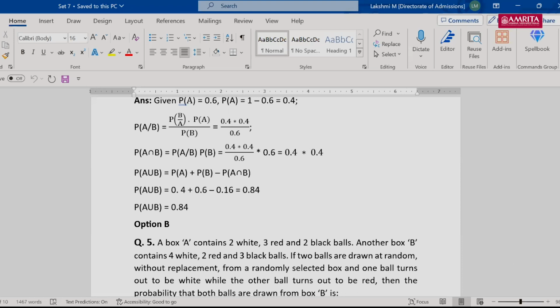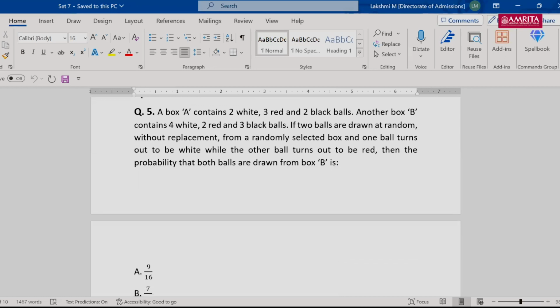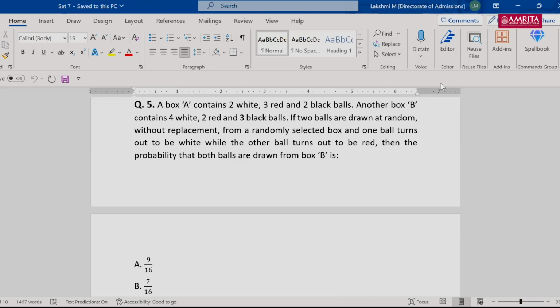Now, to everyone, this is a similar sort of question that we have done already. I'll show the options after reading this question. I have a box A, which contains 2 white, 3 red, 2 black balls. I have another box B, which contains 4 white, 2 red, 3 black balls. The numbers are different: 2, 3, 2 for box A and 4, 2, 3 for box B. If 2 balls are drawn at random, they have specifically said without replacement.